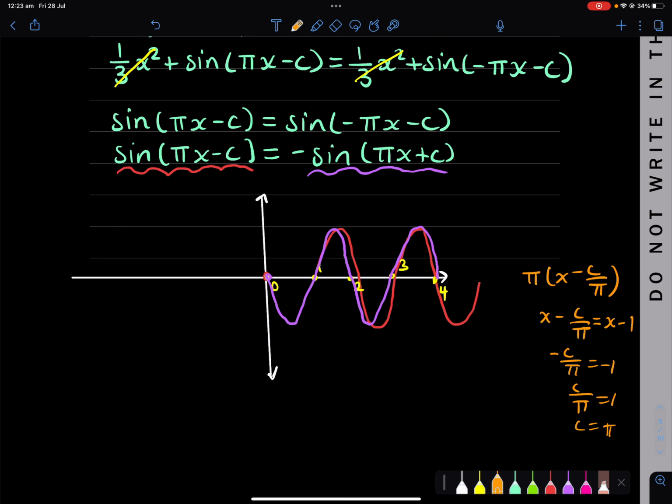Just trying to think here. Okay, so if we moved it 1 unit, am I doing something? Wait, this c equals, so we take the x here.